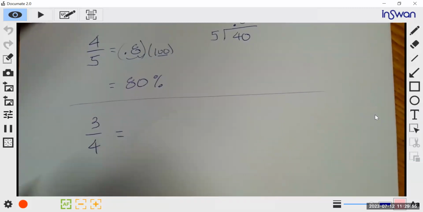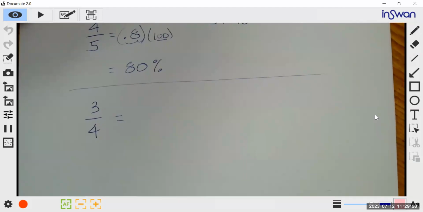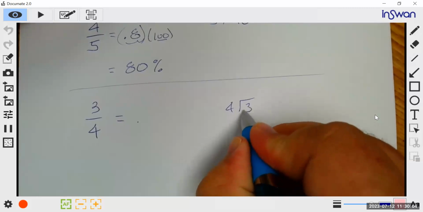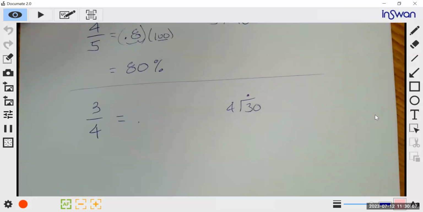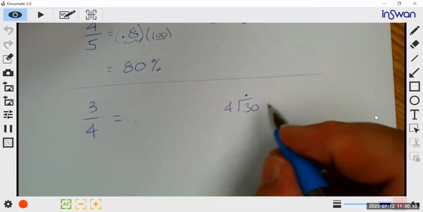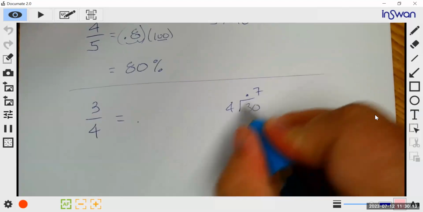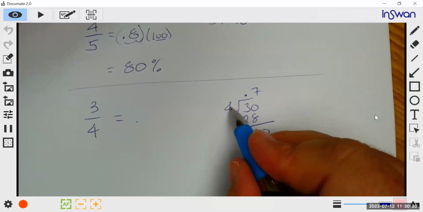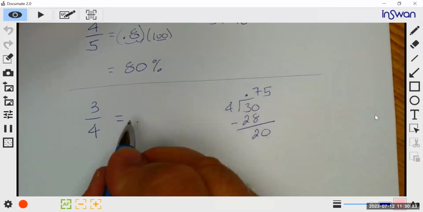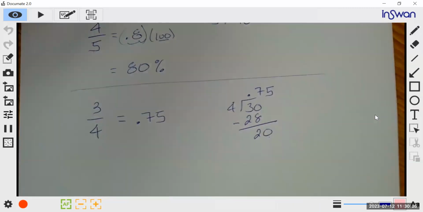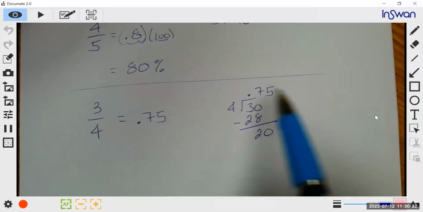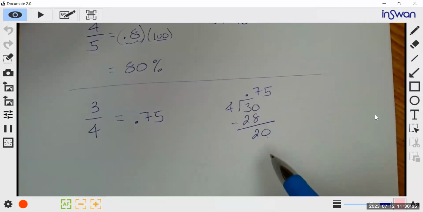Same as 3/4. Does 4 go into 3? No, so I put a decimal up there, I put a zero down there. Does 4 go into 30? How many times? 7 times 4 is 28. Subtract that, I get 2 plus 0. 4 goes into 20, so it's 0.75.